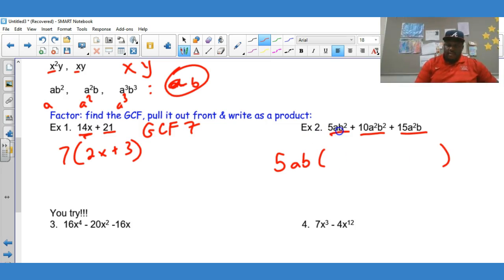If I divide 5 and a from here, I'm left with b squared. If I divide 5 from 10 is 2. Take an a out of this a squared, you're left with 1a. And take a b out of this b squared, you're left with 1b. And take a 5 out of this 15, you're left with 3. Take an a from a squared, you're left with a. And if you take a b from b, guys, there's no more b's, okay? So right here, this is the GCF, okay?